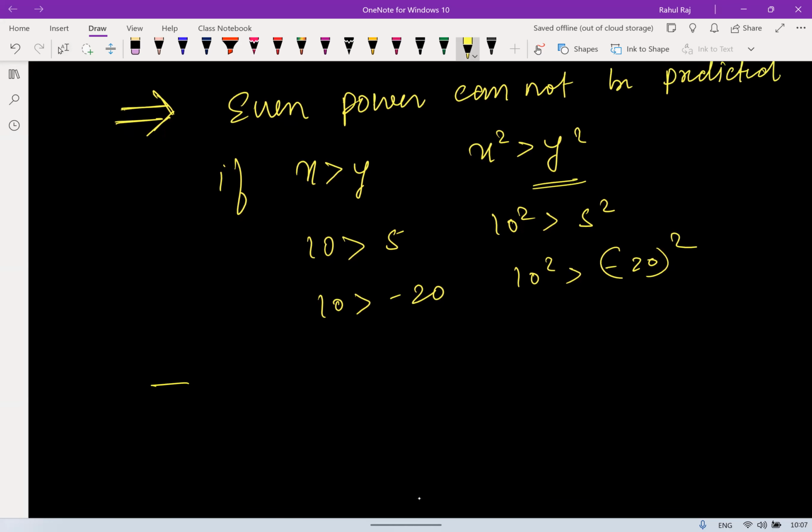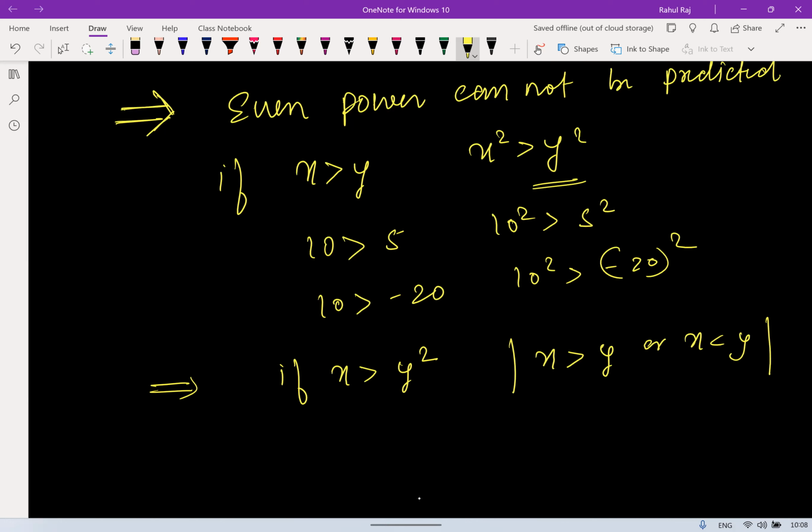Imagine I'll take the other case. If I say if x is greater than y square, Alexa, imagine, I'm just trying to play around here so that things are very clear to you. If x is greater than y square, Alexa, can I say x is greater than y, or x can be less than y as well? Because you have made a very harsh comment right now, even powers cannot be predicted.